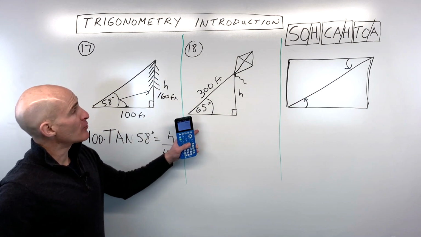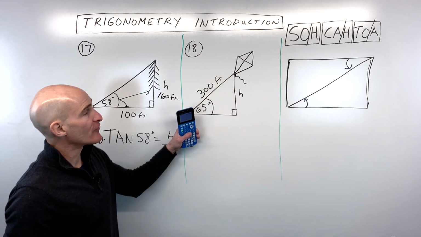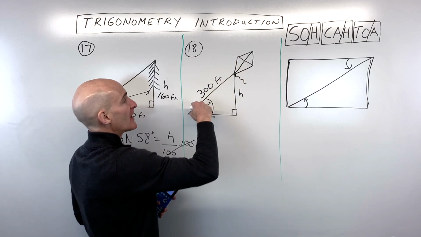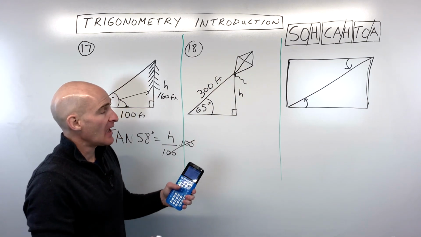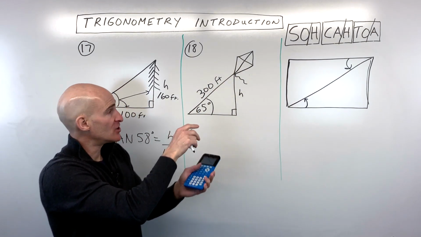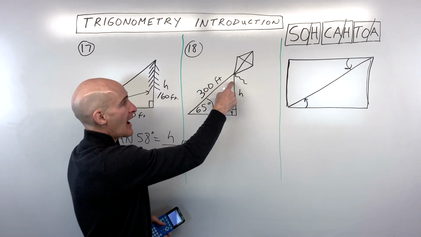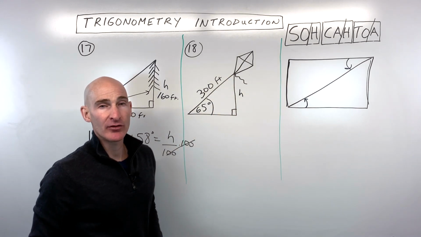Now for number 18, see if you can do this one. Imagine you're flying a kite, and you let out 300 feet of string, and you approximate that angle of elevation to be 65 degrees. How high is the kite above the ground?